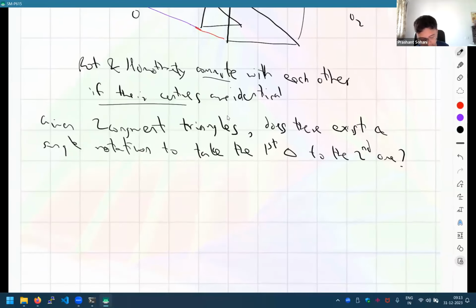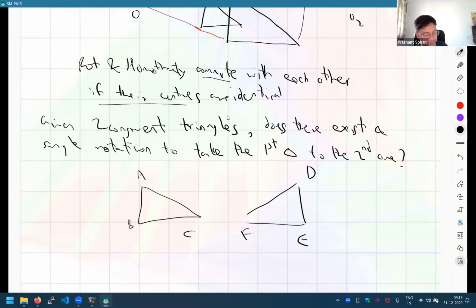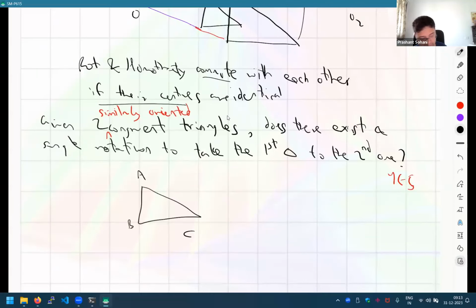We can't, right? The reason is because the order may be different. Suppose we have triangle ABC like this and triangle DEF, which is what we call the orientation, clockwise or anti-clockwise. So if that changes, the rotation cannot do anything. But if I just add that word, given two similarly oriented triangles, so that I'm guaranteeing that the order is not going to get reversed, then the answer is yes. That is what we had done in the class. If I have triangle ABC like this and any other congruent triangle DEF, then there exists a rotation.